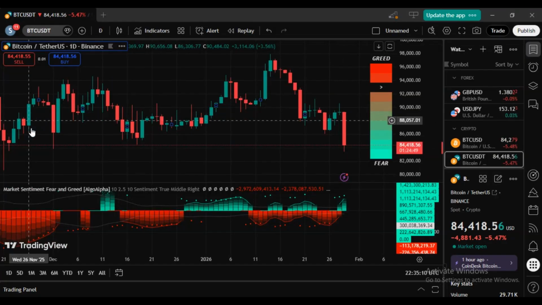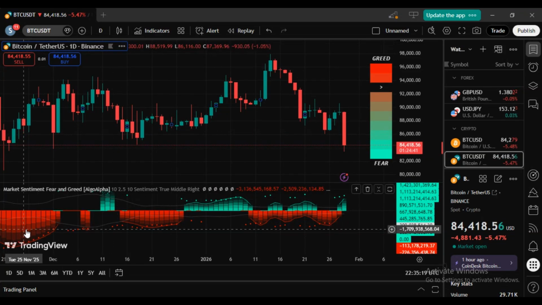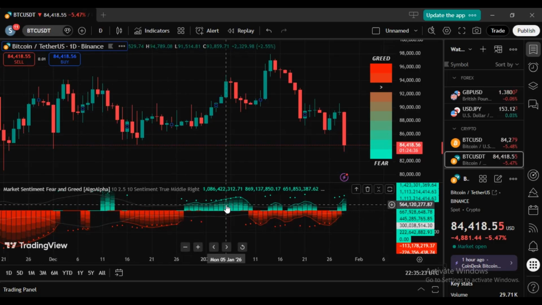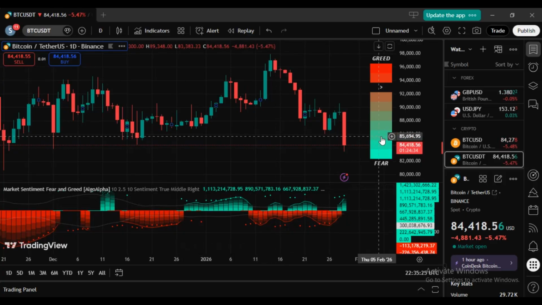Now I have applied an AI market sentiment indicator called fear and greed. Market sentiment indicators measure emotions, not price structure. This indicator shows whether traders are currently driven by fear or greed. When the indicator moves toward fear, traders are panic selling or avoiding risk. When it moves toward greed, traders are confident and aggressively entering trades.